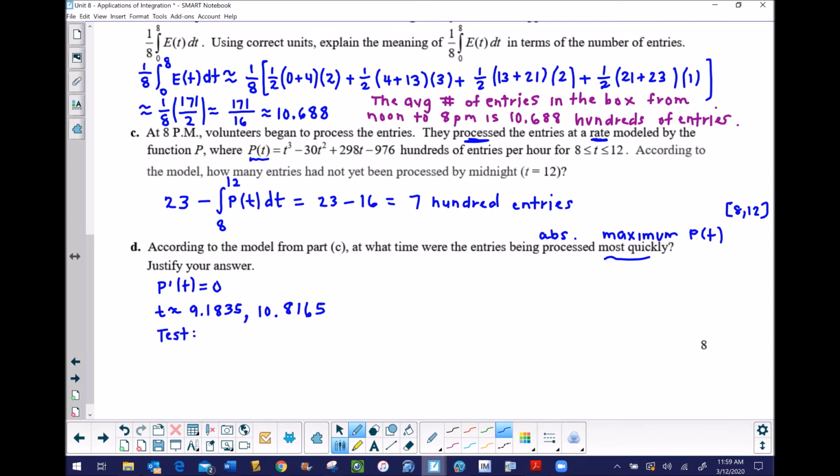The endpoints, which are 8 and 12, right? The time that we're doing our processing could also play a role in figuring out at what rate we're processing the fastest. So now you just set up your table. You would allow the left side column to be your times, and the right side will be your P of t's. And we can list those times. It does not make any difference if you list them in numerical order. I always like to do that, but as long as they're all in there, you'll get credit.